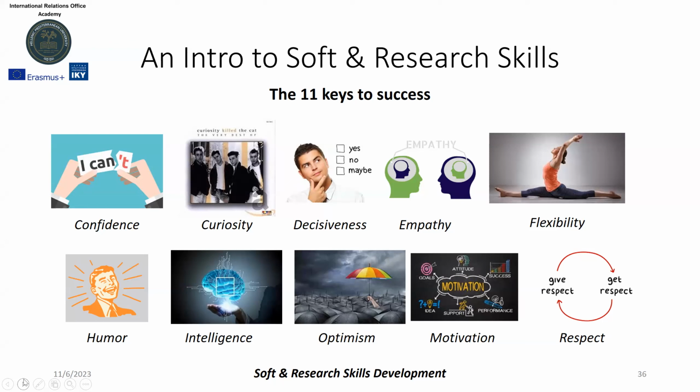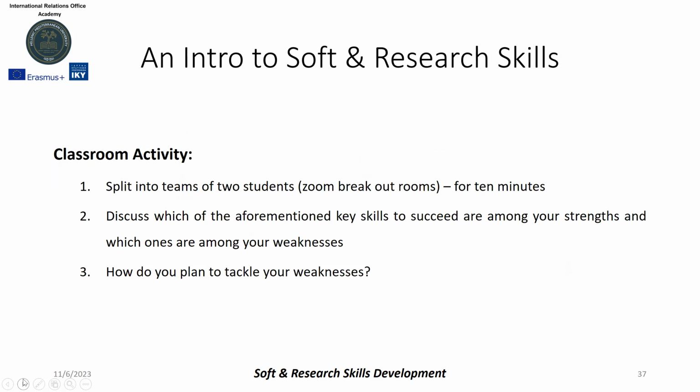And as you can see, these are exactly what Boston Consulting suggests as the 11 keys to success, but it could be only one. Because if you are curious, I can show you that you have confidence, empathy, flexibility, motivation, respect, optimism, intelligence, and humor, and how these are linked. So these are the 11 skills that you should develop. At this stage, I will stop sharing my screen before we finish. And as I told you, the transparencies are going to be available through the website.